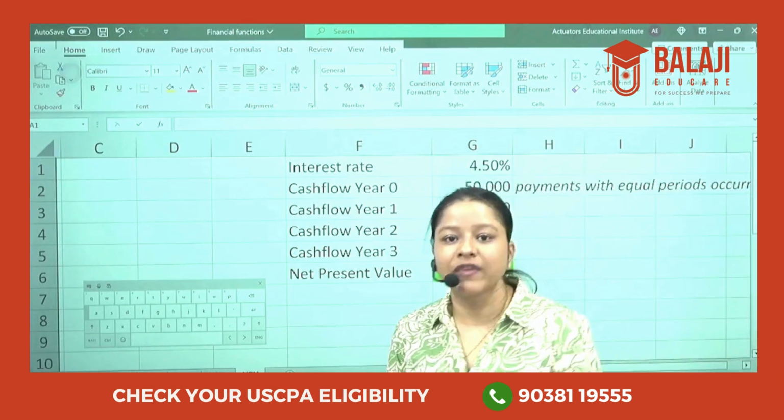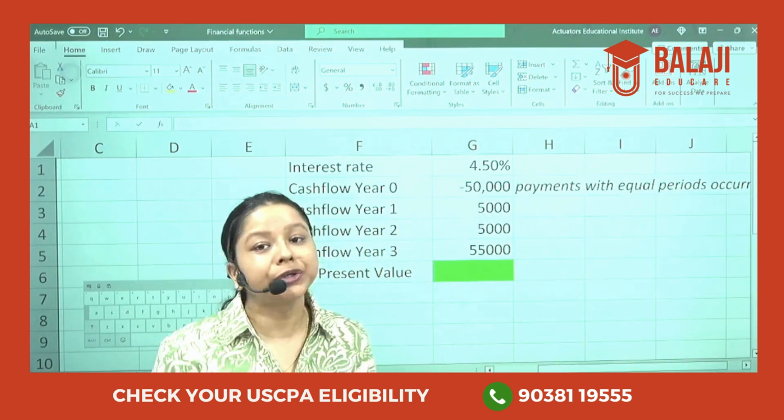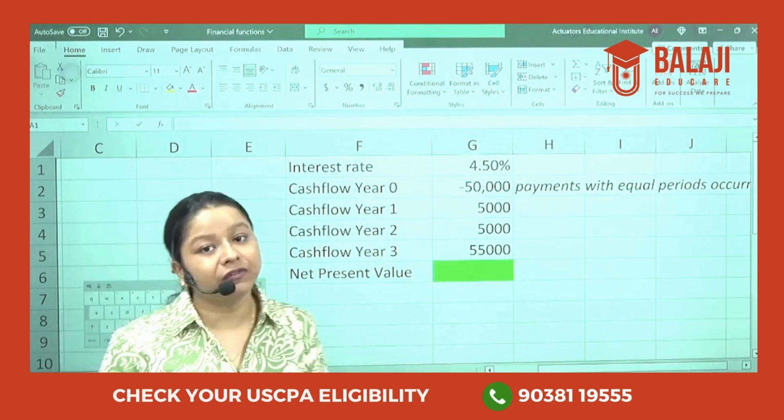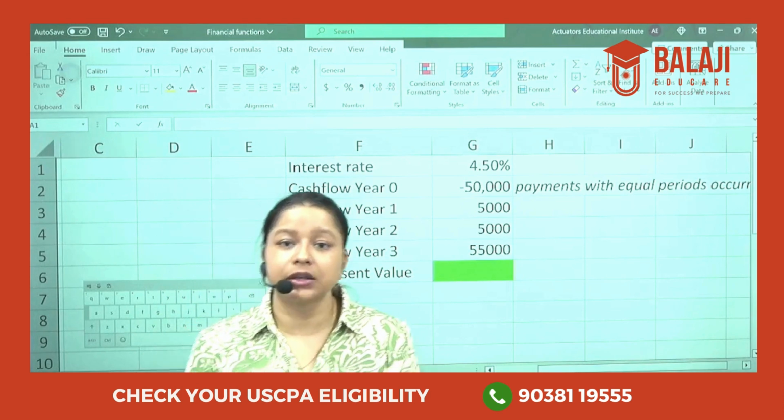Hello all of you, this is Shivangi Agarwal from Balaji Educare, and today we'll be doing the next financial function, which is NPV. For example, you are investing in a project.